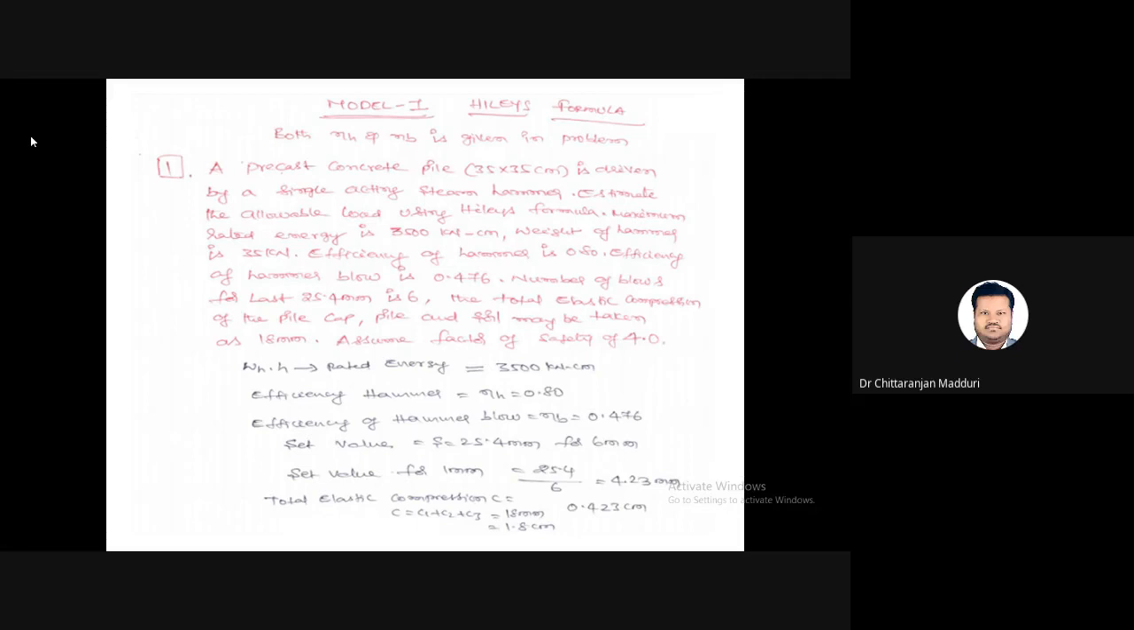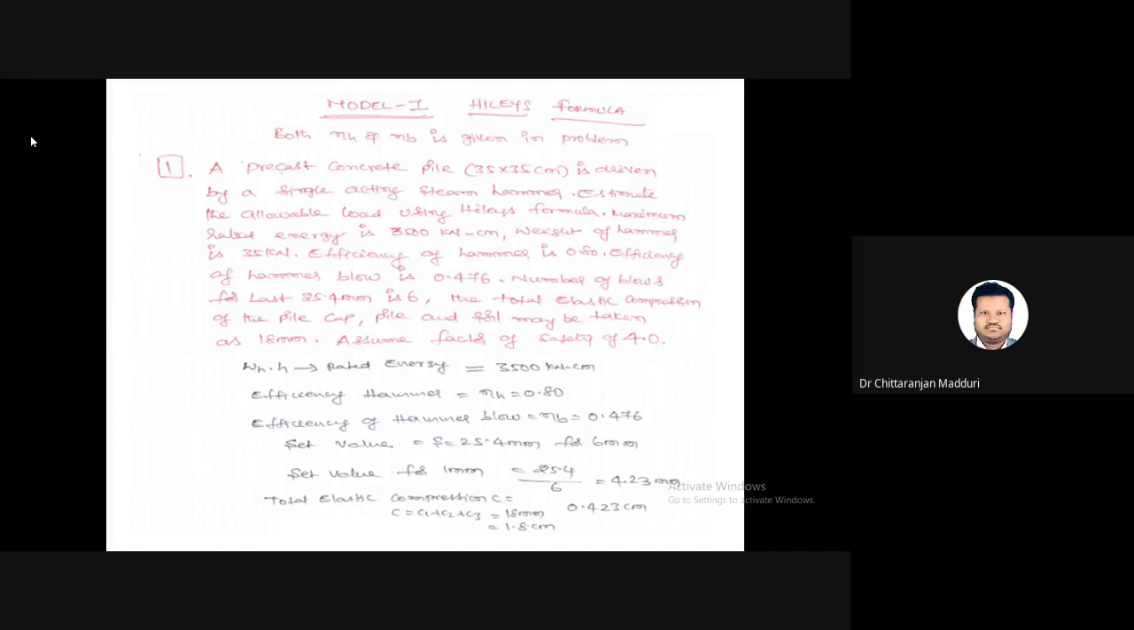Estimate the allowable load using Hiley's formula. Maximum rated energy is 3,500 kilonewton centimeter. Weight of hammer is 35 kilonewtons. Efficiency of hammer is 0.80. Efficiency of hammer blow is 0.476. Number of blows for last 25.4 mm is 6. The total elastic compression of the pile and soil may be taken as 18 mm. Assume factor of safety as 4.0.